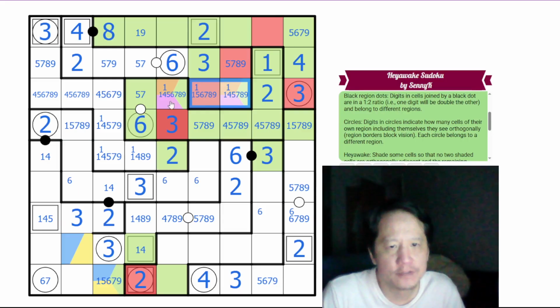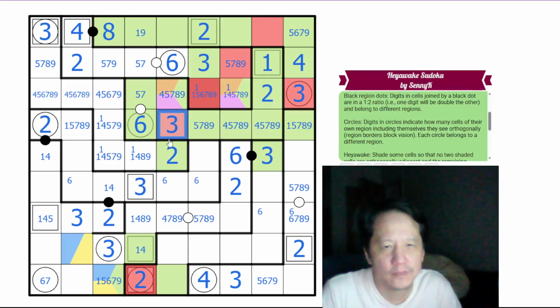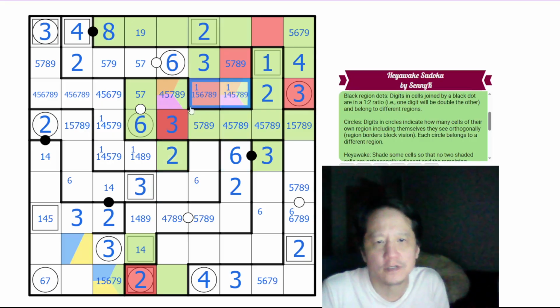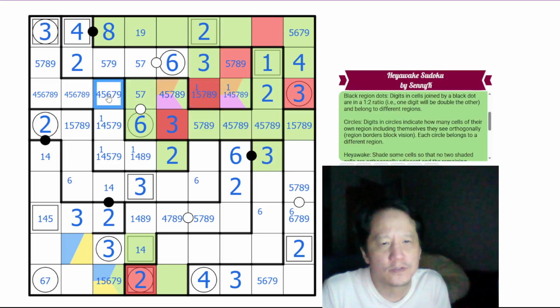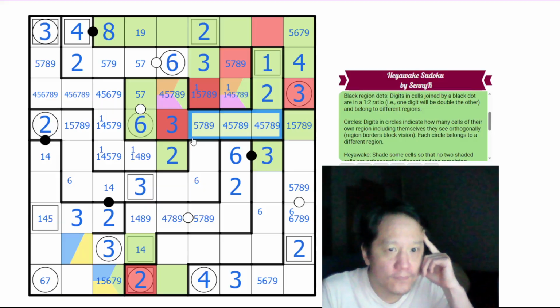One is one of these 2, so this cannot be 1 here. No 6 here. No 6 here. No 6 here. So 6 has to be one of those 3, which is fine. This can't be 4.